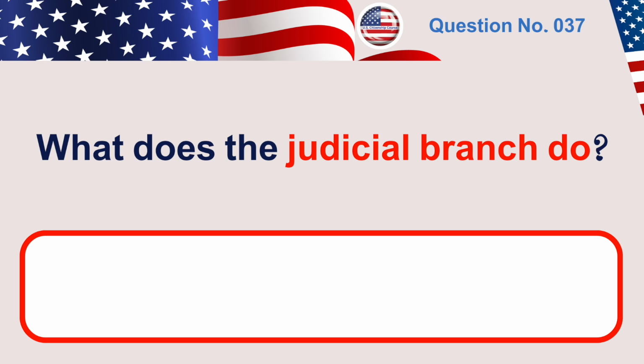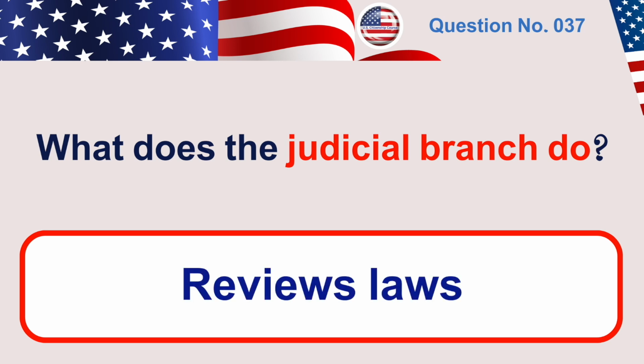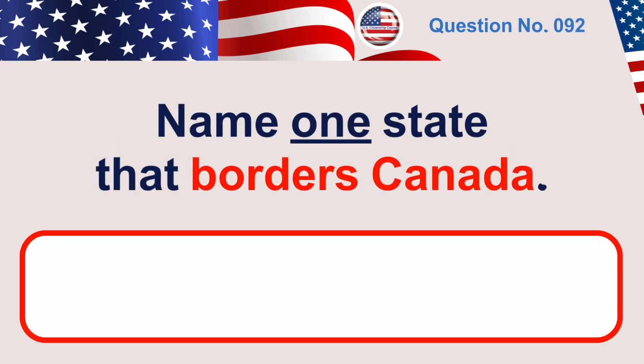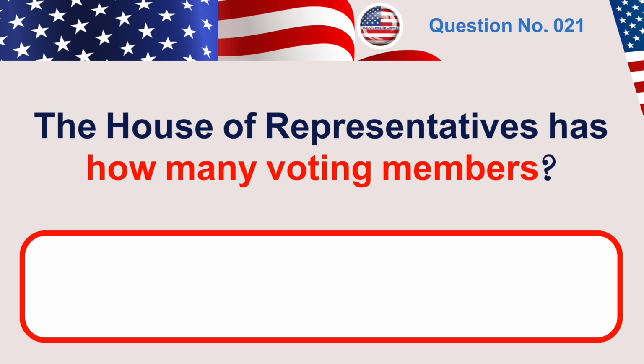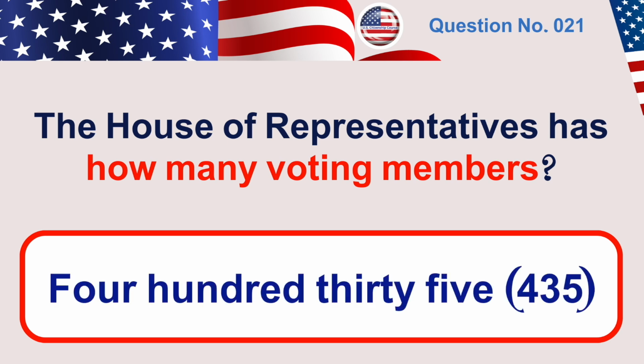What does the judicial branch do? Reviews laws. Name 1 state that borders Canada. New York. The House of Representatives has how many voting members? 435.